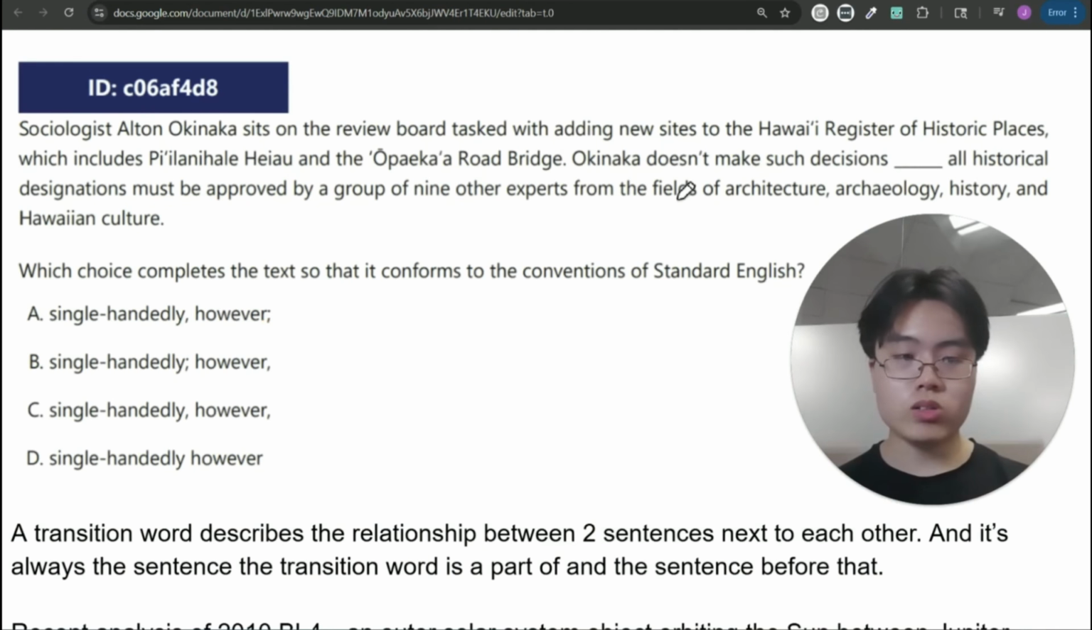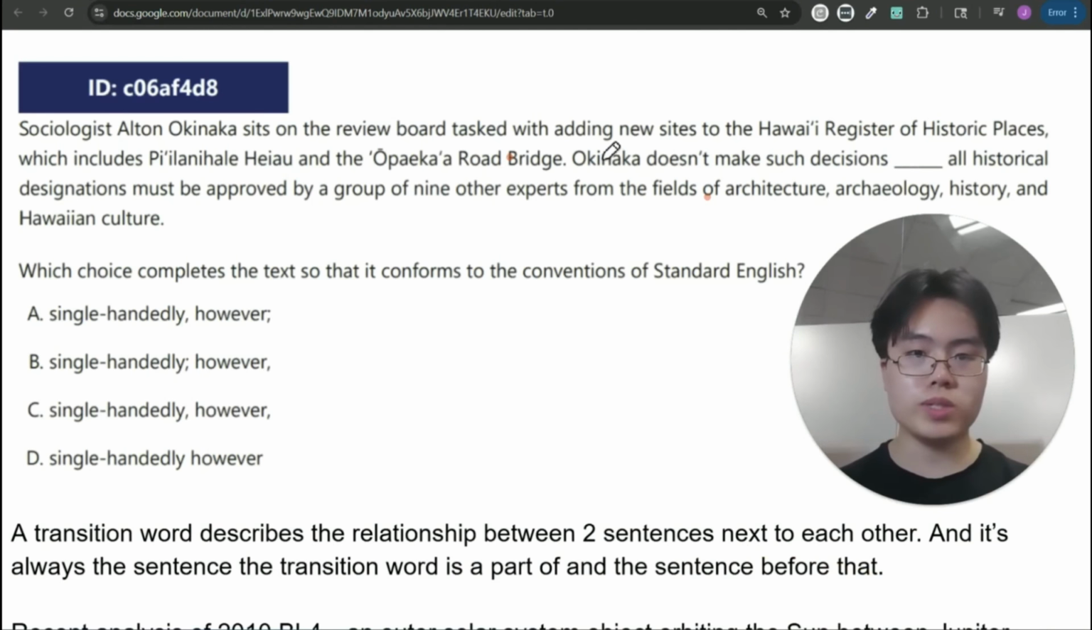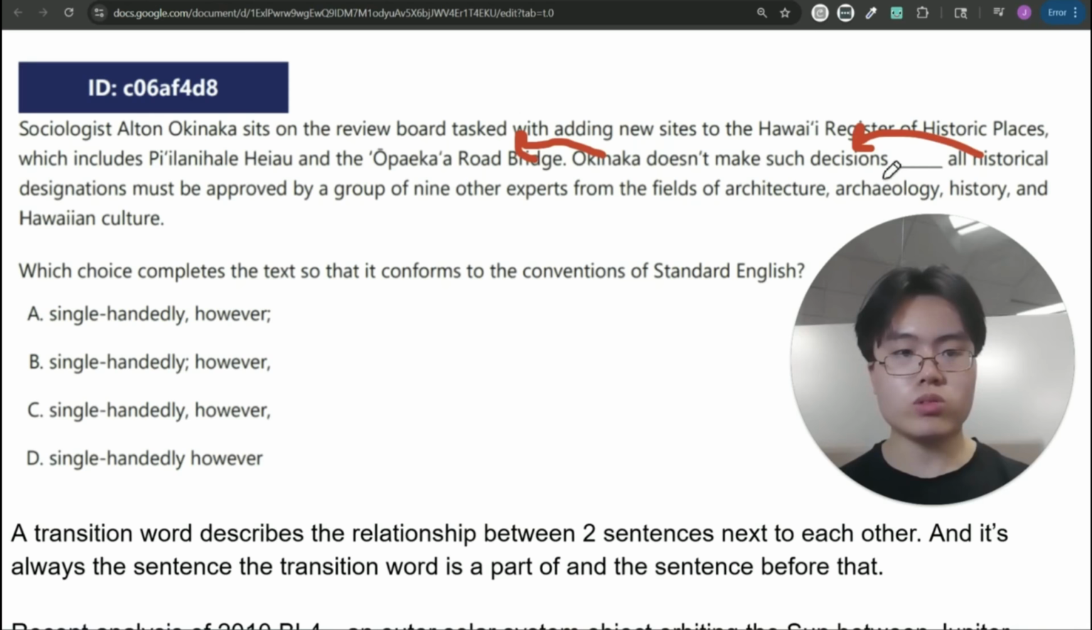Now, if "however" describes the relationship between two sentences next to each other, that means we can't have a contrast between the first and the third. It will only be sentences next to each other, so it can only be the first and second, or the second and third. These are the only two possibilities. So basically, we're going to read the passage and figure out which two sentences are contrasting. Is it the first two or the last two? And then we pick the matching answer choice.